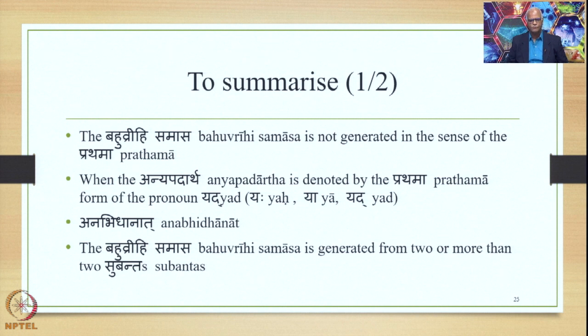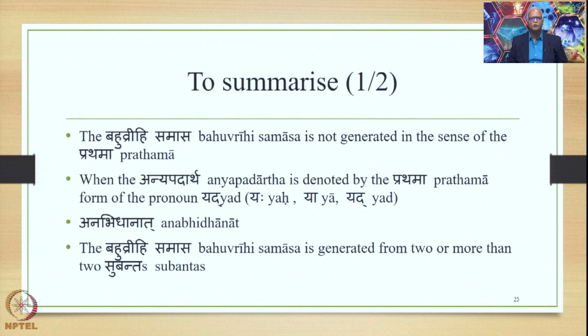To summarize, the bahuvrīhi samasa is not generated in the sense of the prathama vibhakti, when the anya padartha is denoted by the prathama form of the pronoun yad, namely yaha, ya, yad, vrishte deve yaha gataha. There is no bahuvrīhi samasa generated. And the reasoning provided is anabhidhanat, because such a phenomenon has never occurred in Sanskrit. Sanskrit speakers have never spoken like that. They have never done bahuvrīhi samasa when the laukika vigraha consists of the prathama vibhakti of yaha, yad.